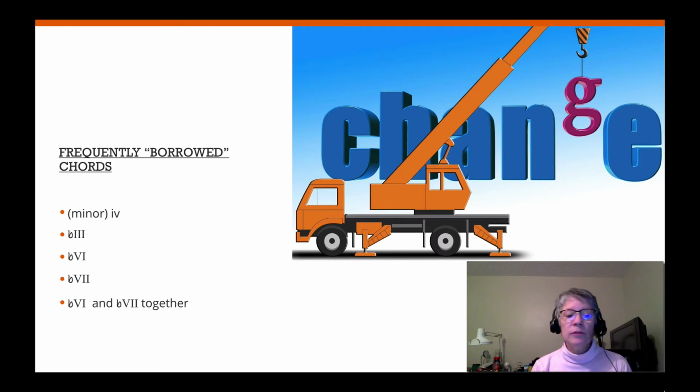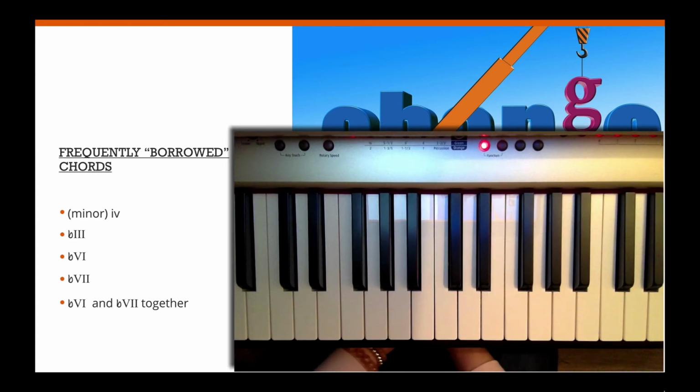So let's talk about the usage of some of these chords that we've just talked about: the flat 3, the flat 6, the flat 7, and the flat 6 and flat 7 together. When it comes to using the minor 4 as a borrowed chord, it is very frequently preceded by the major 4. Of course, the piece would be in a major key. The progression may work its way to the major 4, which is normal in a major key, and then switch it over to the minor 4 just to provide a little color, like this.